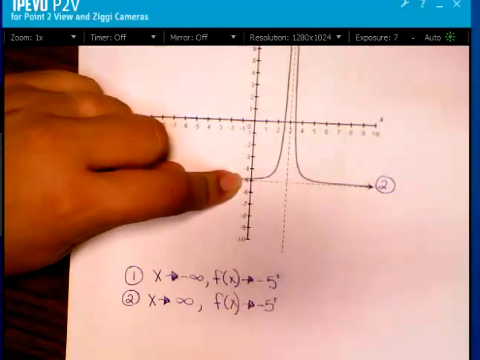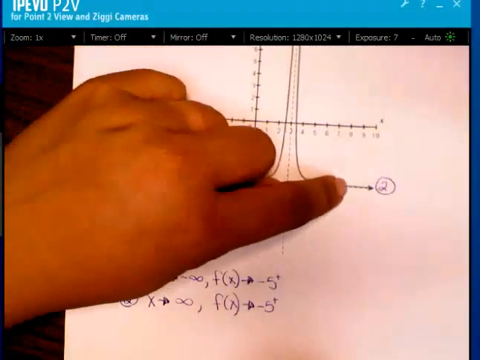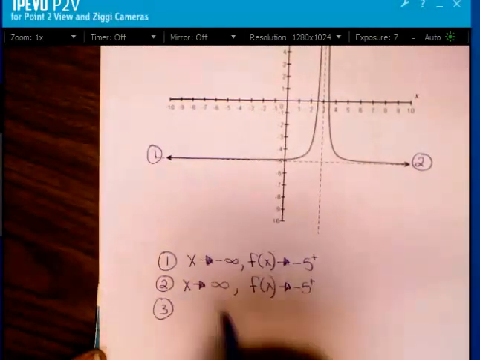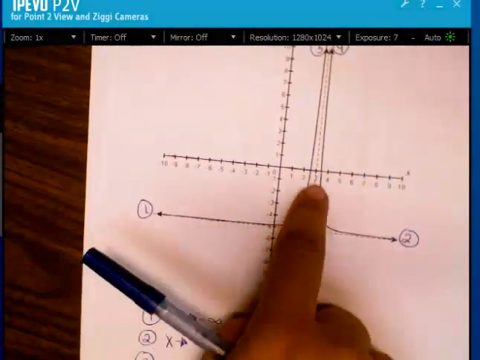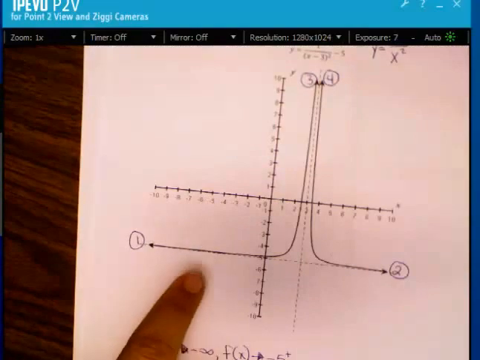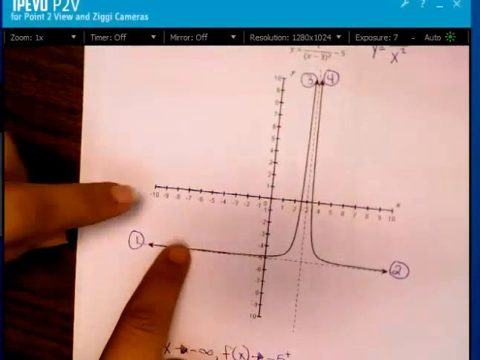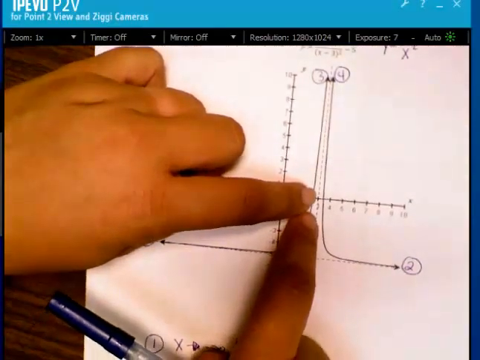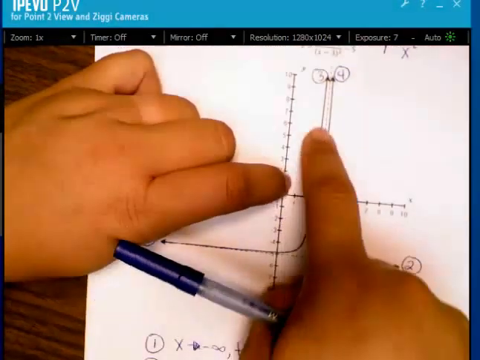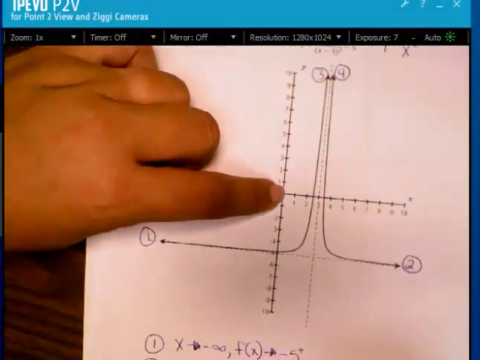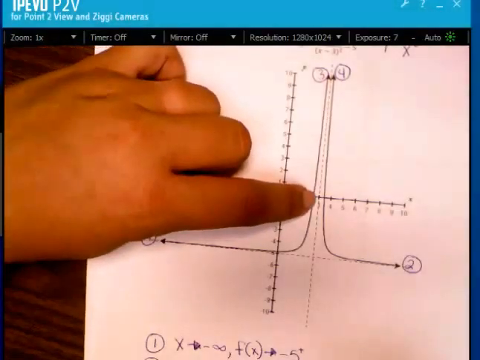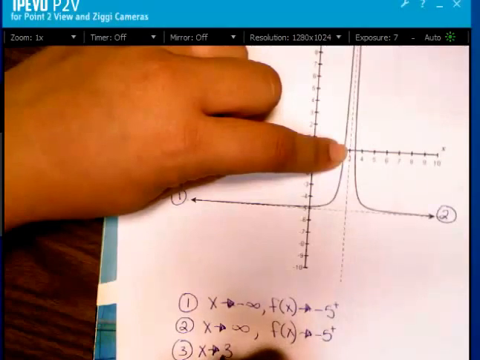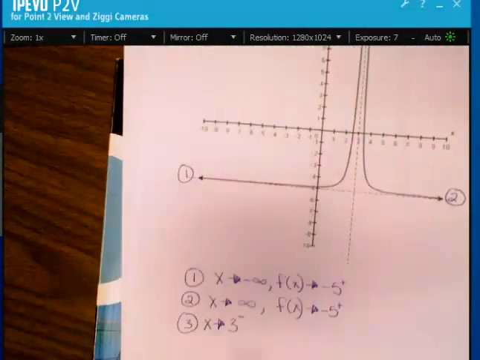Okay, and again, it's approaching negative 5 from above. Okay, the third end behavior. So as I trace this function towards number 3, you can see that the x values get larger and larger until it reaches that 3. So as I come up, my finger was following all these x values until we reach 3. So x is going to approach 3 from the left.